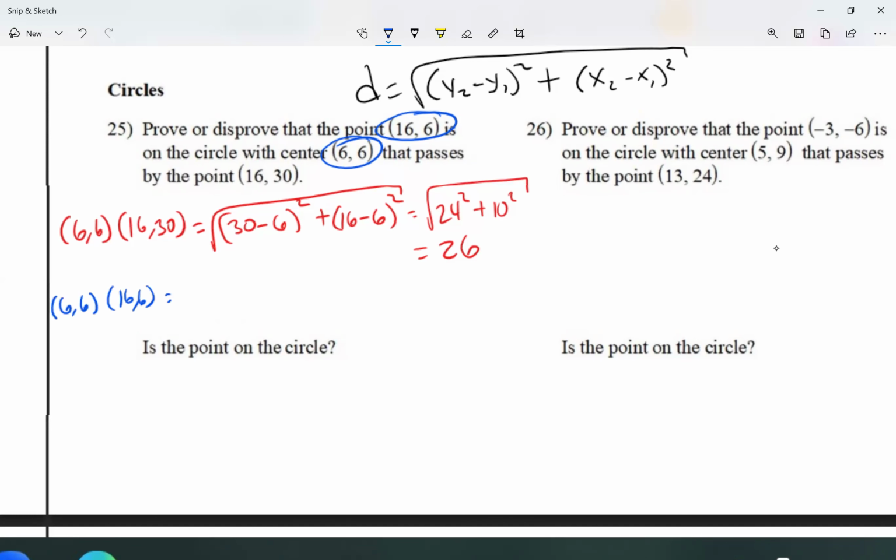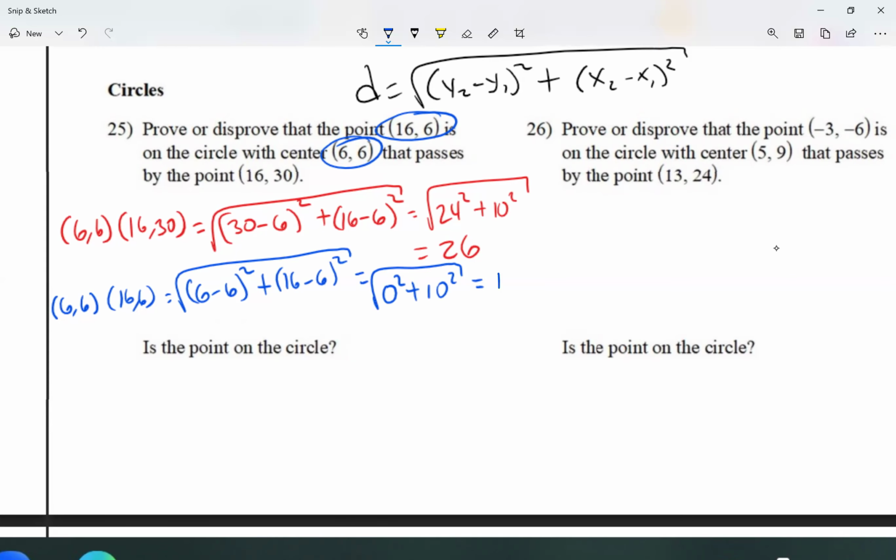So first, let me subtract the y's: (6 minus 6) all squared. Now let me subtract the x's: (16 minus 6) all squared. For the first one, 6 minus 6 is 0, so 0 squared. 16 minus 6 is 10, so 10 squared. If I type this on my calculator, the square root of 0 squared plus 10 squared, it gives me 10.